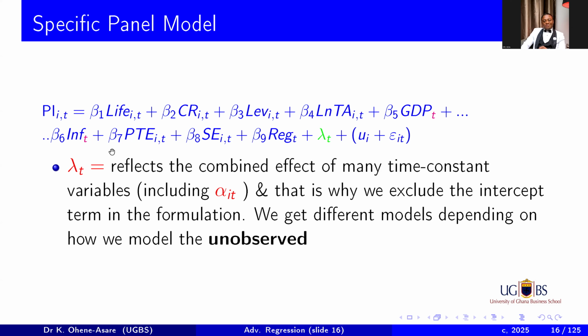All right. So you can see that there is a lambda t, which is a combined effect of the time constant variable. And you can see that I've indicated that including the intercept. So if the intercept is there, that's why we didn't write it. So please note, when you write a panel data model, you don't need to indicate the intercept. All right. So that is a specific panel data model.